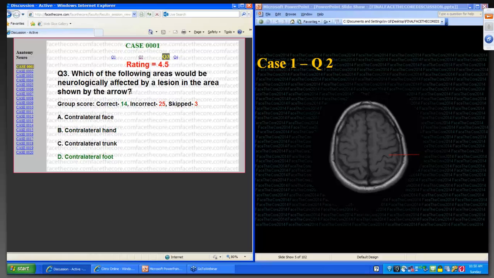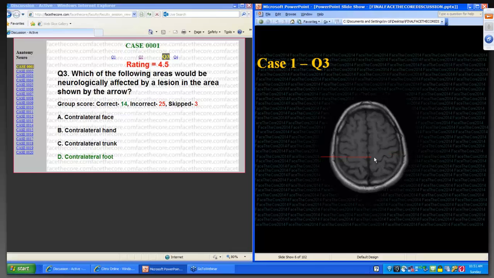Okay, question 3. Which of the following areas would be neurologically affected by a lesion shown in this arrow? Again, we talked about it. Organization of the homunculus: as you go medially, we're dealing with the foot and trunk, hand knob here, and then again laterally, face, lips, etc.